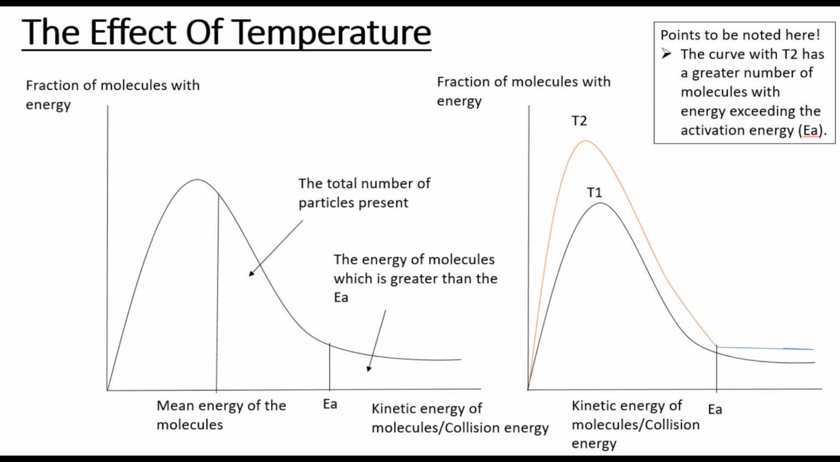So the graph is shifted slightly more after the activation energy. The height is relatively lower and the curve is wider, the gap is wider compared to T1. So that indicates there is a greater number of molecules with energy higher than the activation energy.